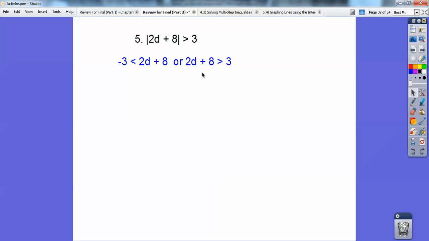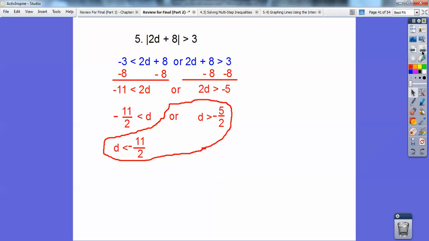Okay, so I do the -3 is less than the inside stuff, and then the inside stuff is greater than the +3 right there. So I'm going to subtract 8 on both of those, and then I get -11 halves on the left, and then -5 halves on the right. So -11 halves is a smaller number, -11 halves is -5.5, so it's in between.